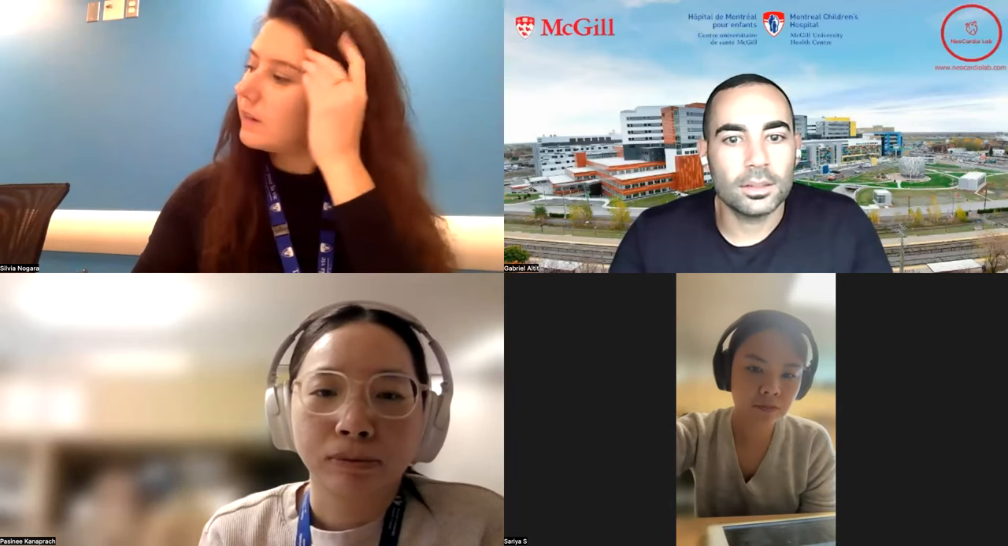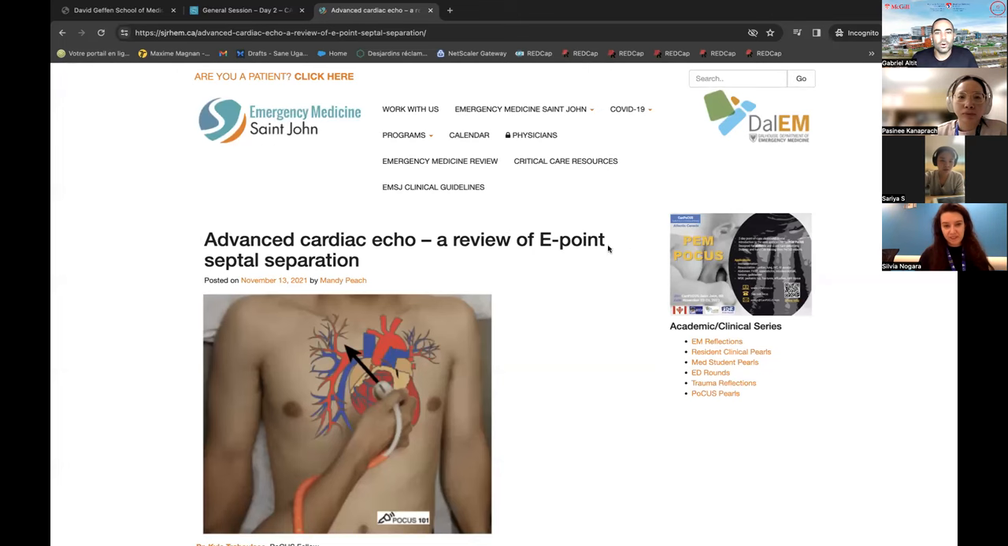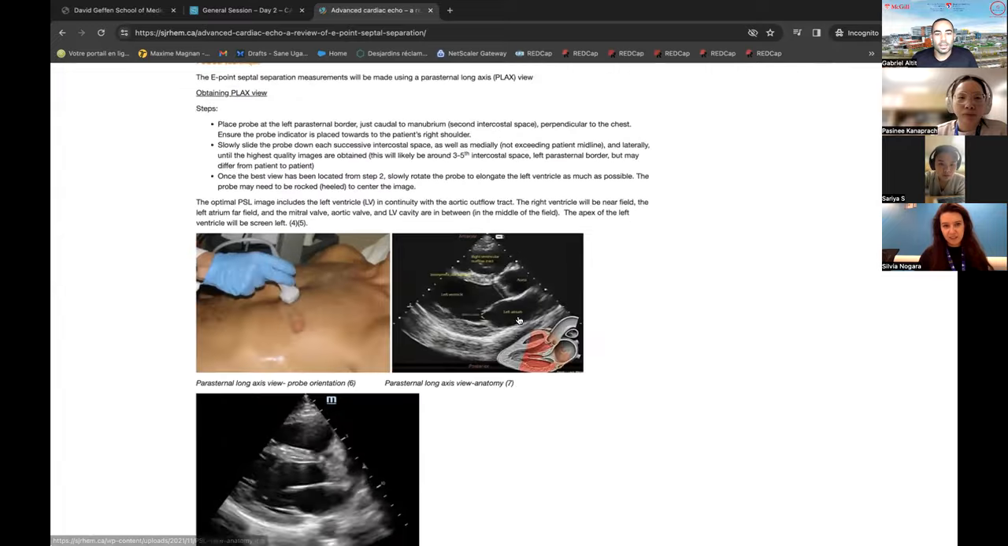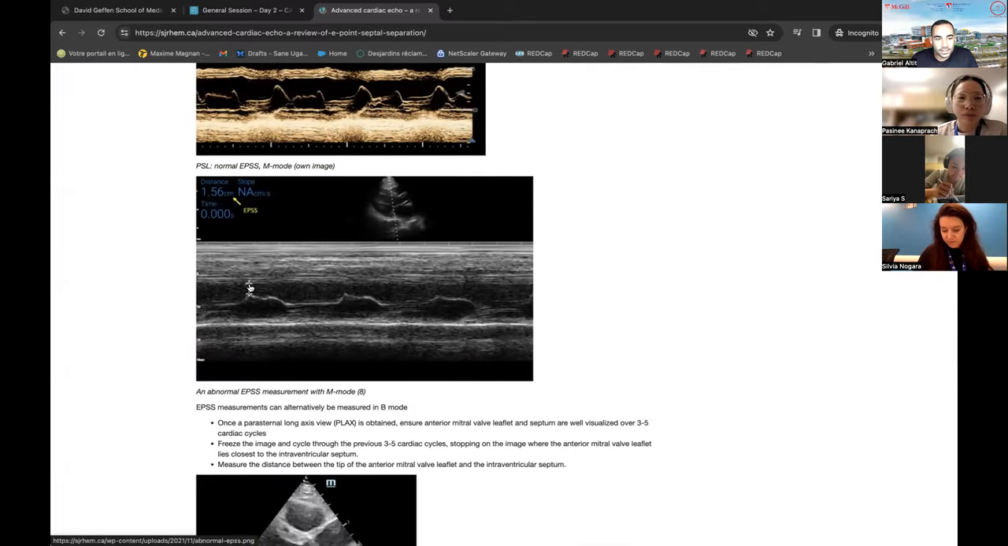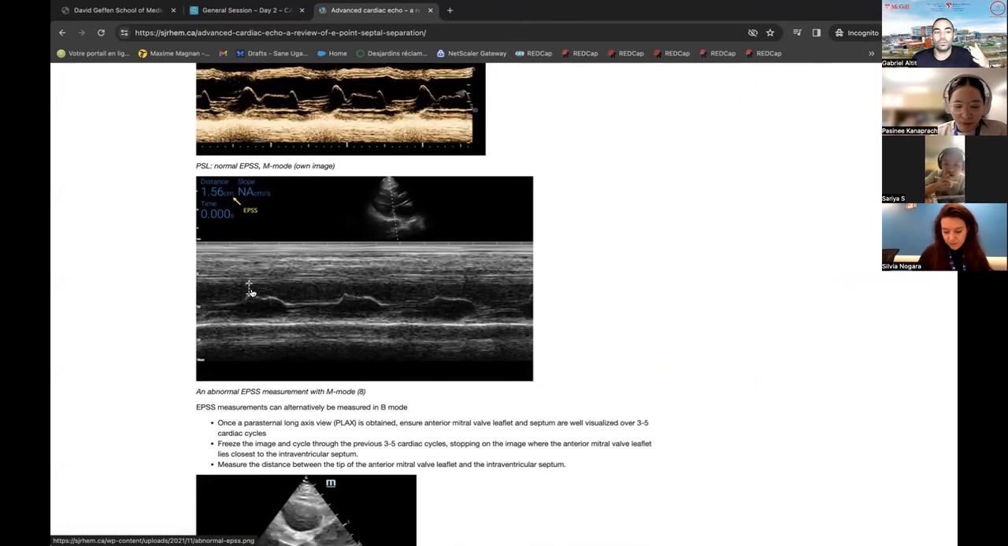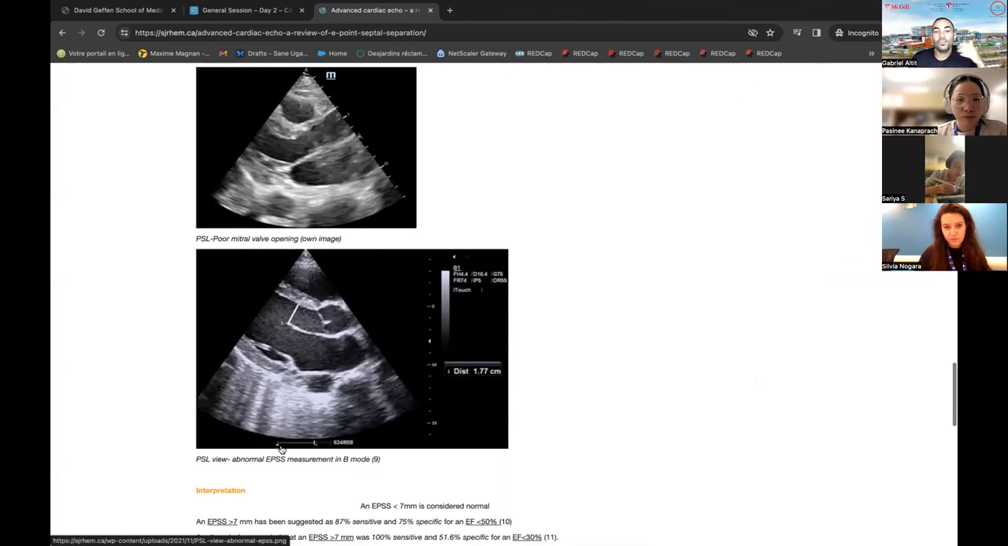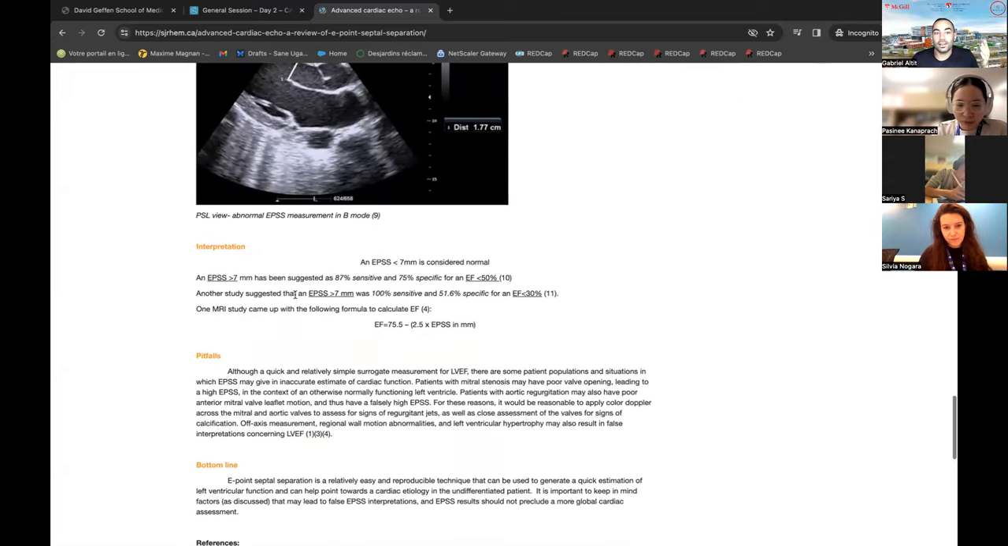Good. So I'm just going to reshare my screen and I'm going to open this. So this is the review of the E point septal separation. And actually it describes that you see this E and this A wave. And basically this distance is what is being used in certain point of care ultrasound literature and really in the adult world. But you may be asked what exactly is the E point septal separation? And you can see that in adults, the shorter the distance, the better it's associated with the ejection fraction. It means that the ventricle is basically vigorous. Now we don't use it a lot in neonatology to my knowledge, because there's not a lot of body of literature on that pretty much.